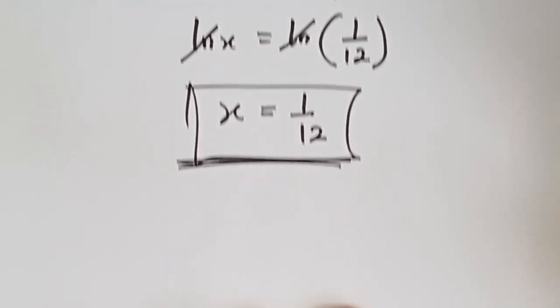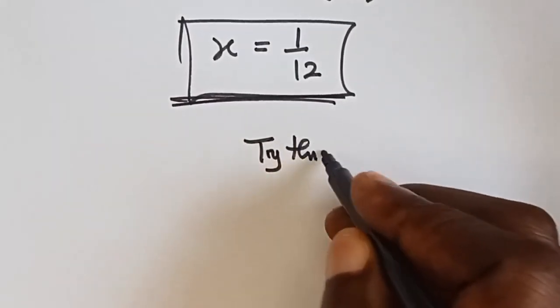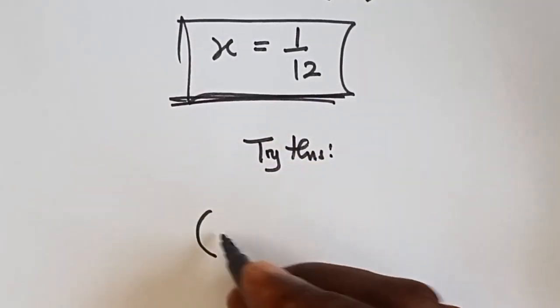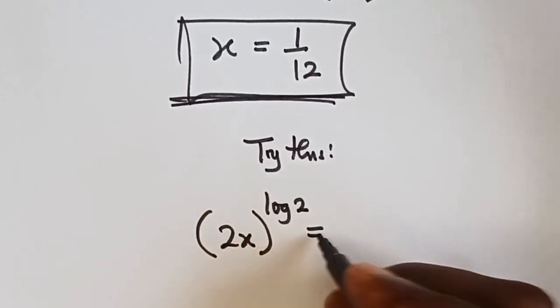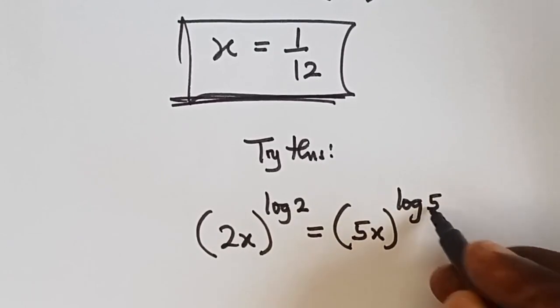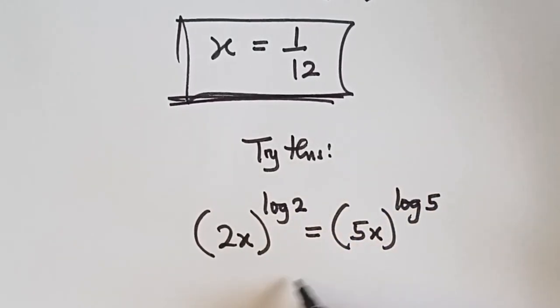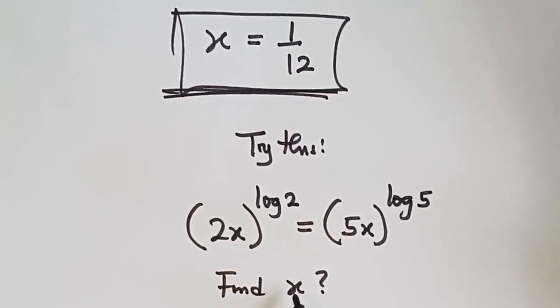Okay, now let's try something very similar to that. Let's try this: we have 2x raised to power log 2 equals 5x raised to power log 5. Let's find x, and then we drop our answer under the comment section.